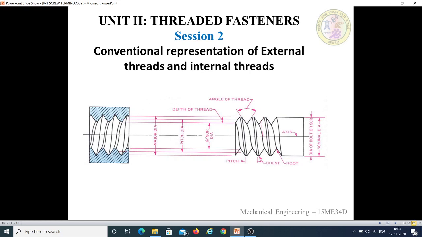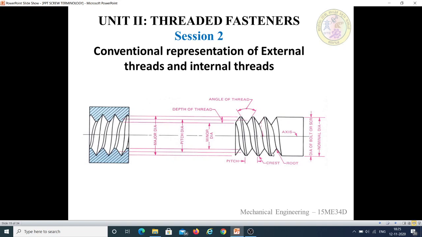The next one is minor diameter. It is the smallest diameter of the screw thread touching the roots of an external thread or crest of an internal thread. Roots of an external thread from ear to ear, we can call it minor diameter. In the case of internal thread, from crest to crest, it is called minor diameter. The next one is nominal diameter. It is the diameter of the cylinder from which external threads are cut out.